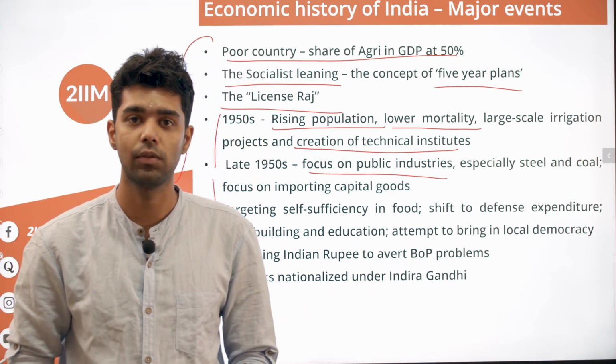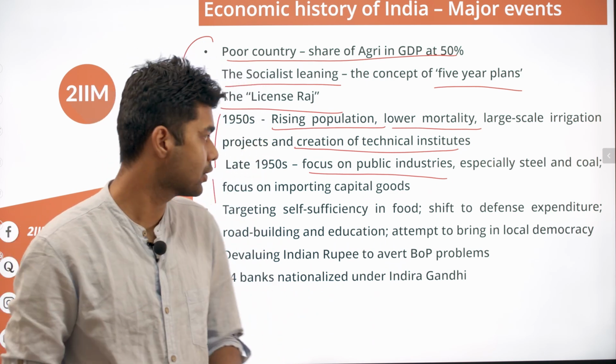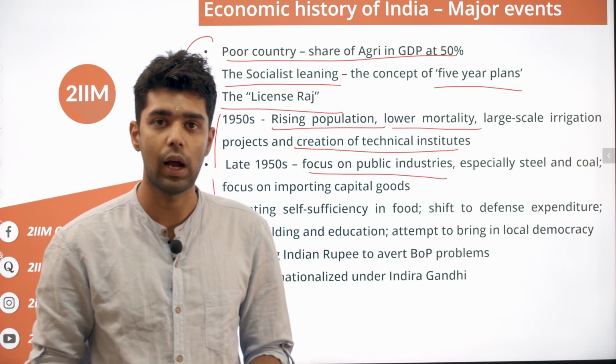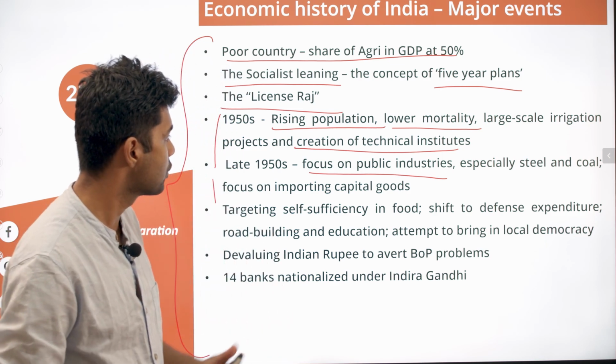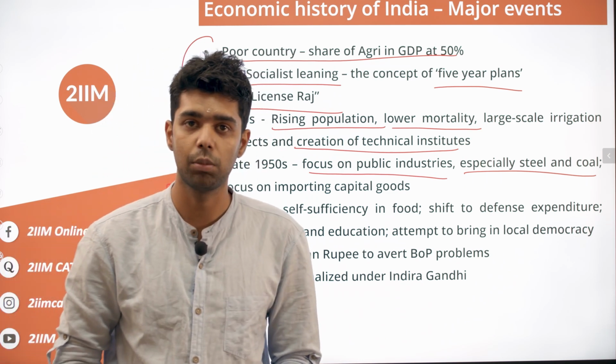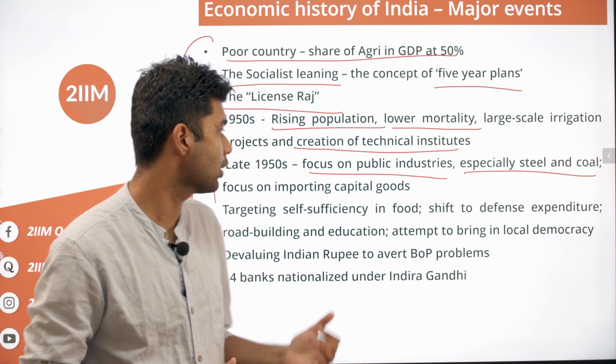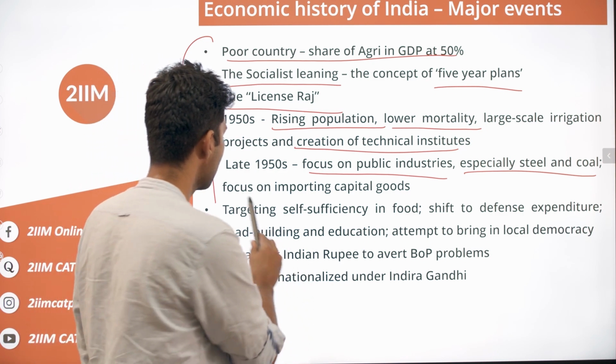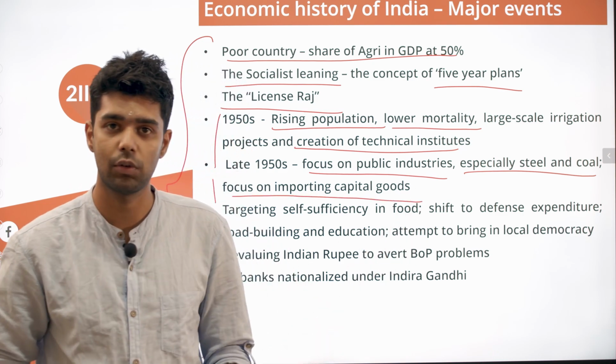So in the second 5-year plan, we focused heavily on heavy industries. That was coal, iron and steel, fertilizers and all. Especially steel and coal was the heavy focus. So we sought the help of Germany and Russia. They came to India and constructed plants. And we also focused on importing capital goods. So that was something that we did.